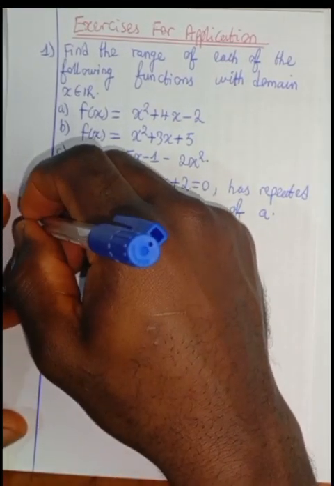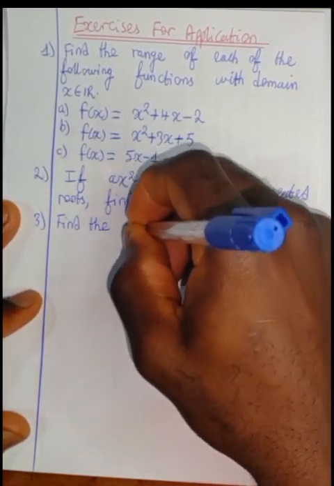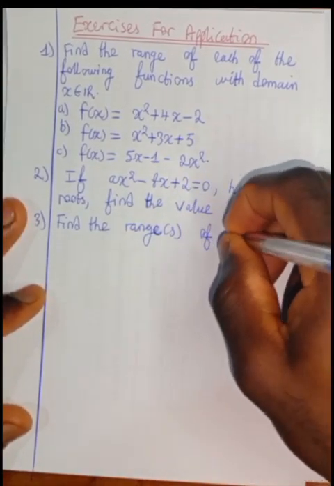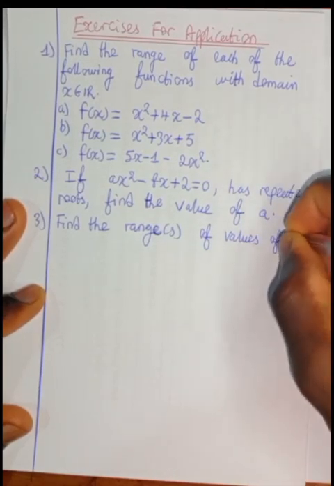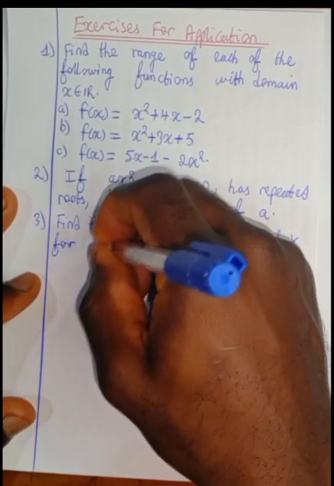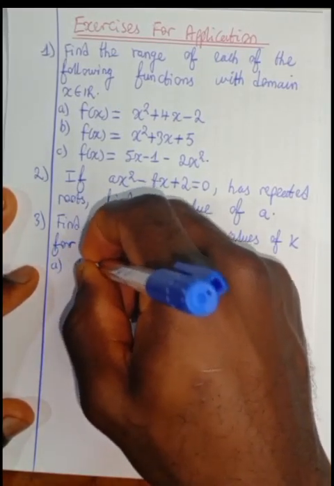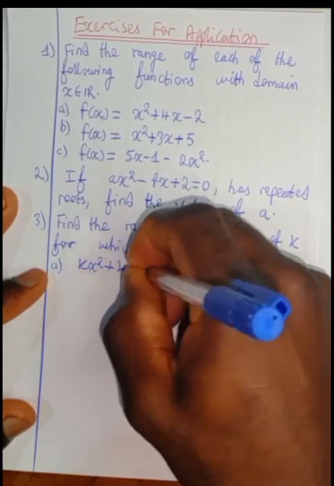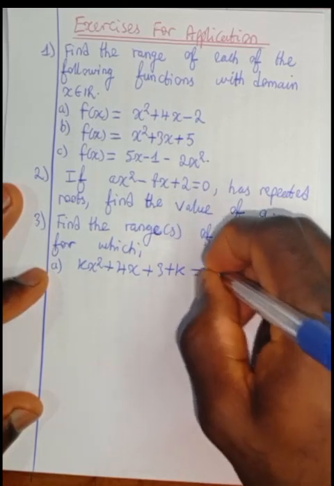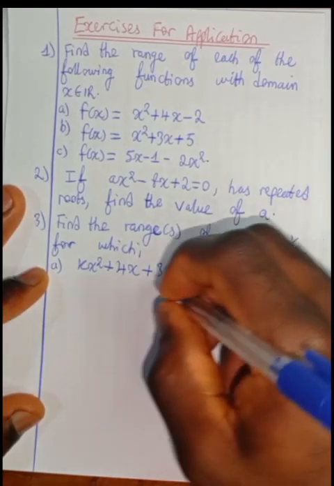Question 3 says find the range of ranges, that's an s in bracket, of values of k for which question A, we have kx squared plus 4x plus 3 minus k, 3 plus k equal to 0, to have real roots.